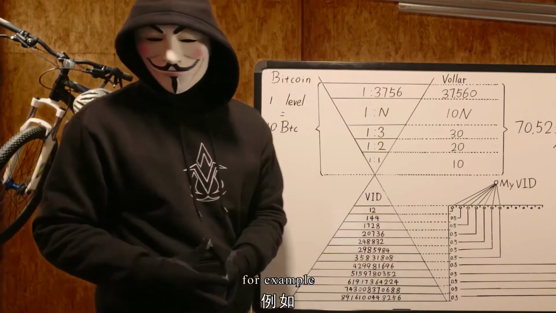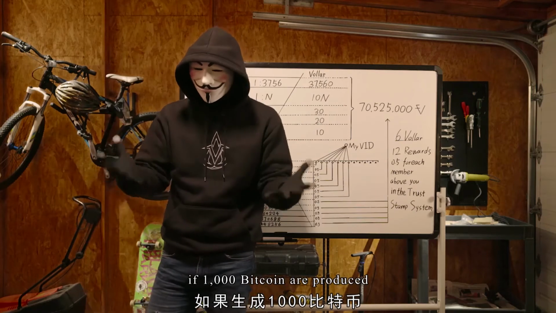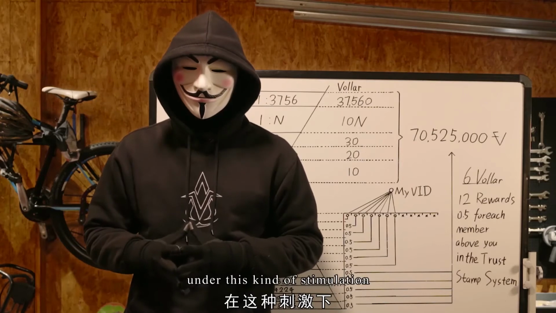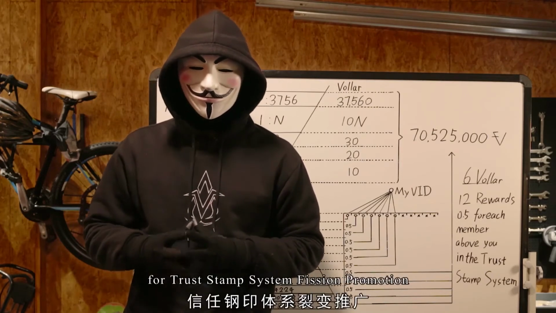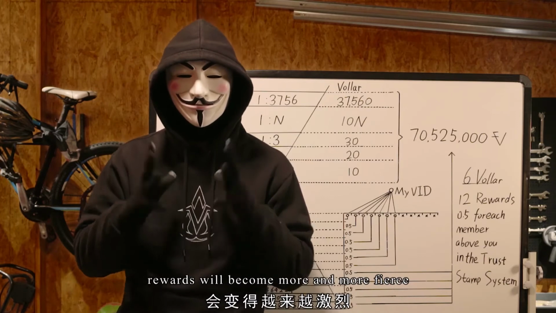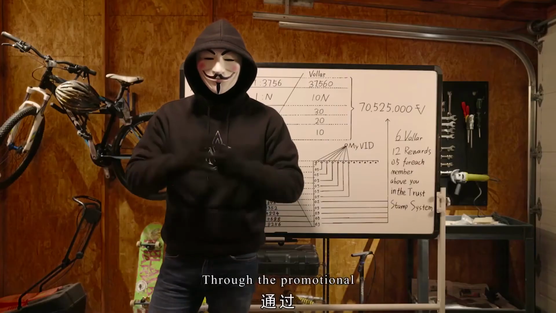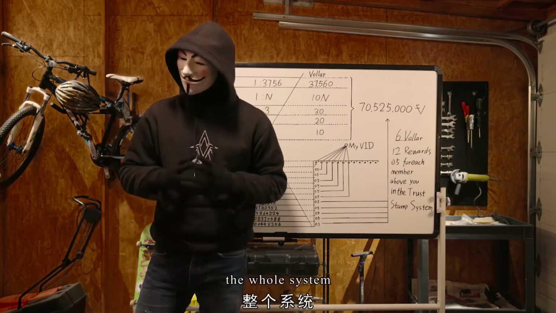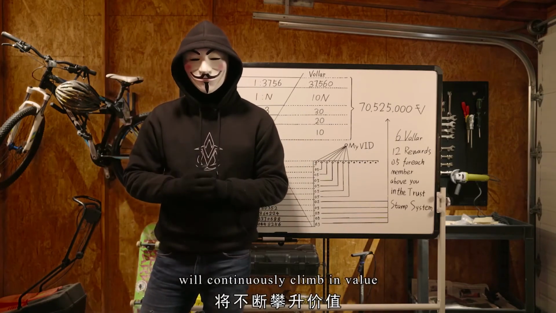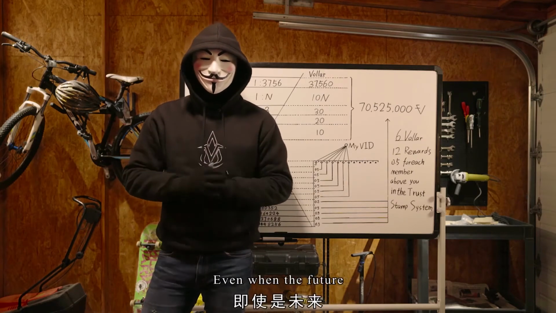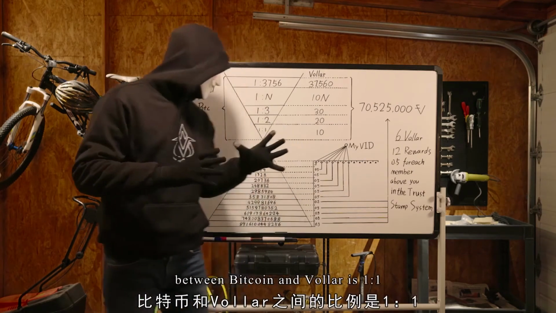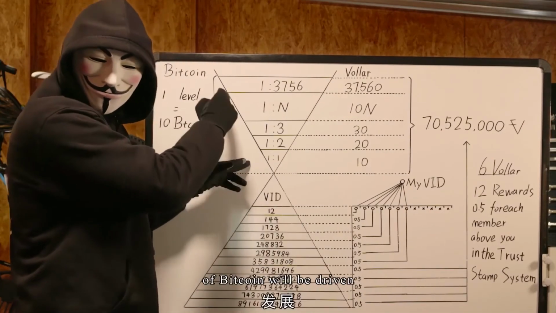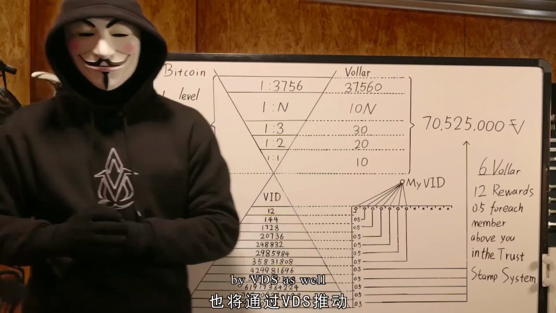So for example, if 1,000 Bitcoin are produced as reward on average every week, under this kind of stimulation, the competition for trust stamp system fission promotion rewards will become more and more fierce. Now, through the promotional financial circulation inherent in VDS, the whole system will continuously climb in value. And even when the future exchange rate between Bitcoin and Voller is 1-to-1, the market value of Bitcoin will be driven by VDS as well.